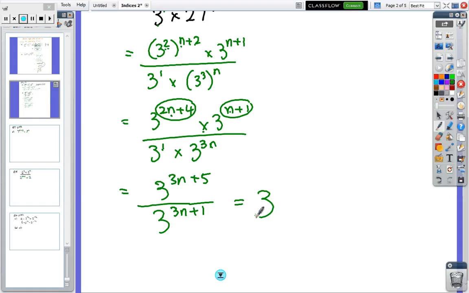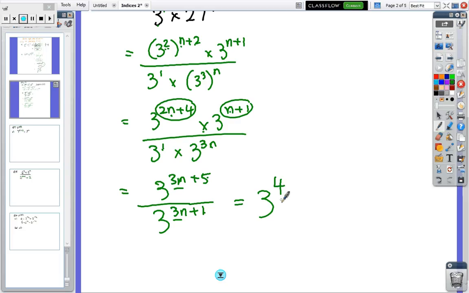And now we can use the division law, which is subtract. So 3n minus 3n is nothing. 5 minus 1 is 4. So the answer is just 3 to the 4. Okay. And again, in question 16, there's heaps of those to practice. Copy that down and come across.